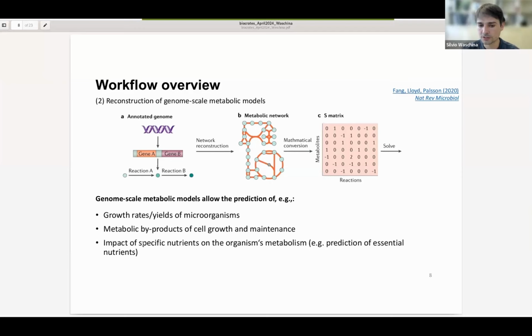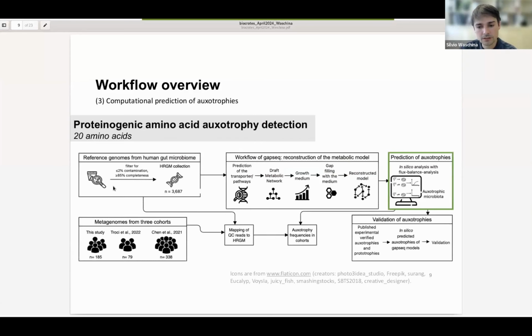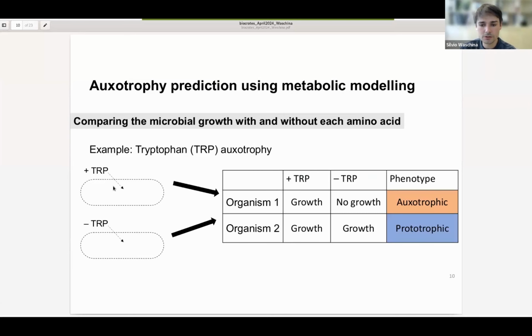For example, we can predict which metabolites or nutrients are essential for that organism in order to survive or to reproduce in an environment of the human gut. We use these metabolic models to predict these auxotrophies, and the way of doing this is actually quite simple. So we took the in silico microorganisms that we have now as representations of their metabolism, and we asked, for example, can this organism grow with tryptophan, and can it grow without tryptophan?